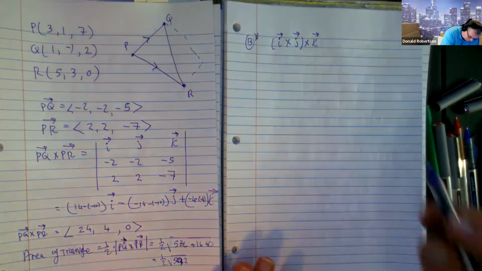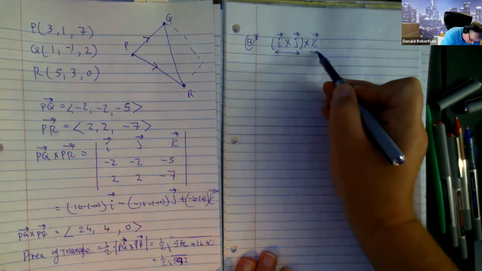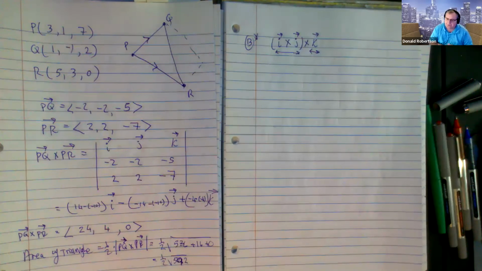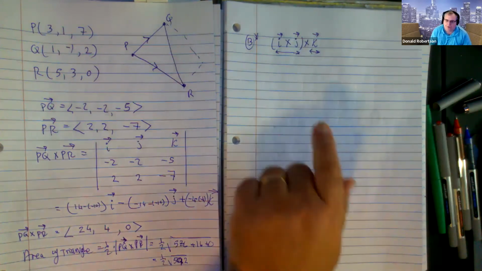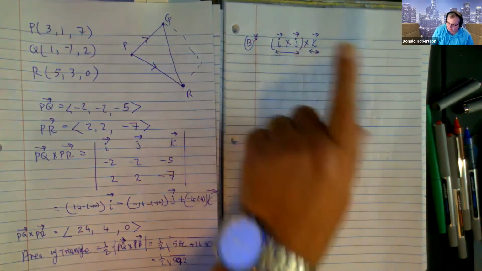Now, it's a cross product of these two, and then whatever the answer is, you do a cross product with that guy. So I'm going to give you some properties involving the basis vectors, right? The i, j, and the k. So here goes.